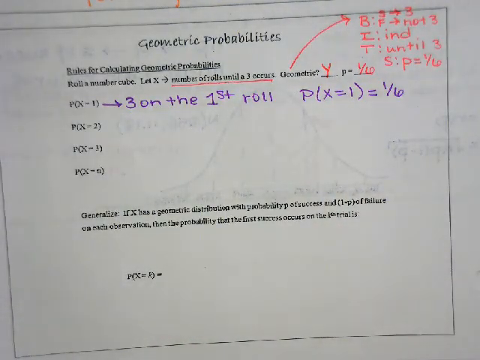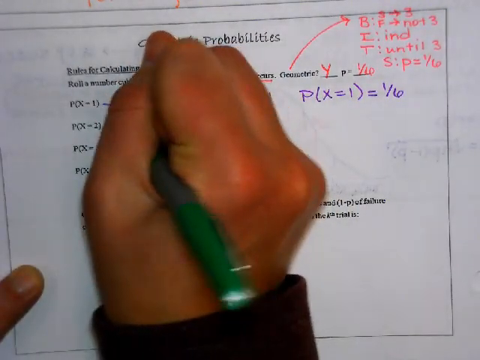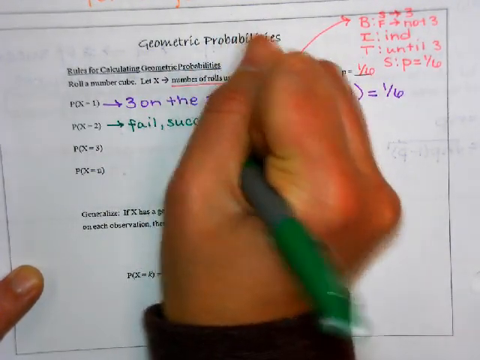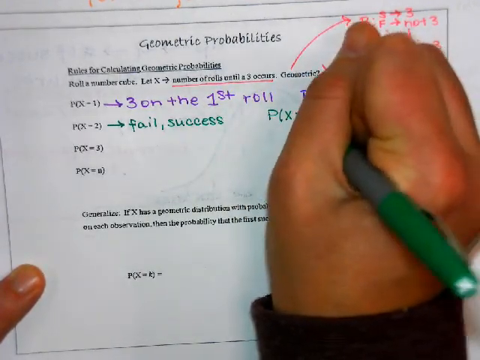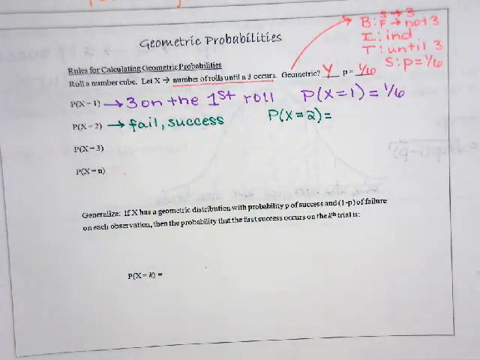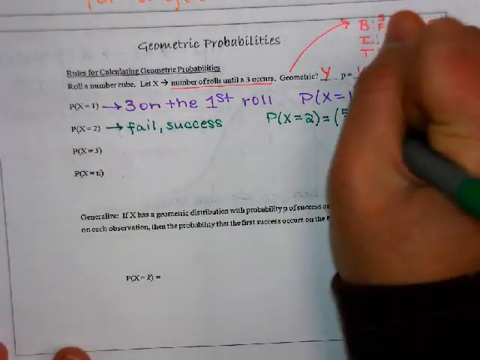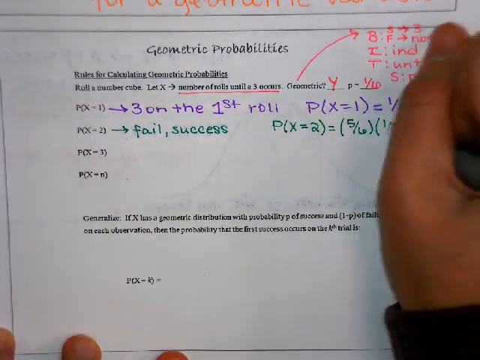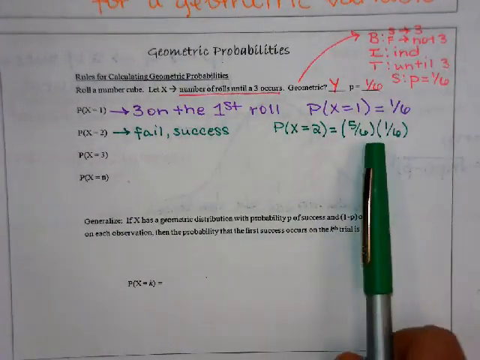I rolled the die once, and I don't get a 3, so I got a failure. And then on the next roll, I get my success. What's the probability that I get a failure, or I don't get a 3? 5 out of 6. There are 5 out of 6 ways I don't get a 3. And then I'm going to multiply that by 1/6 because they are independent, and we know that we can multiply independent probabilities.